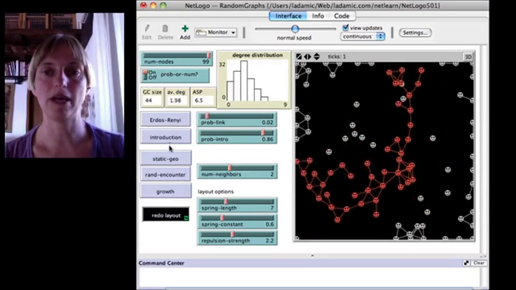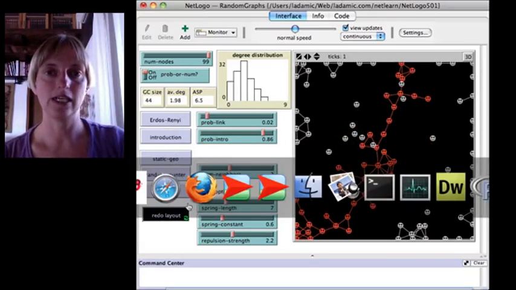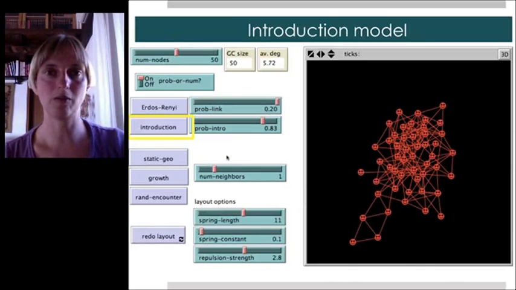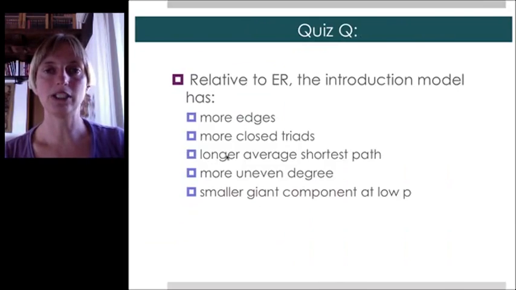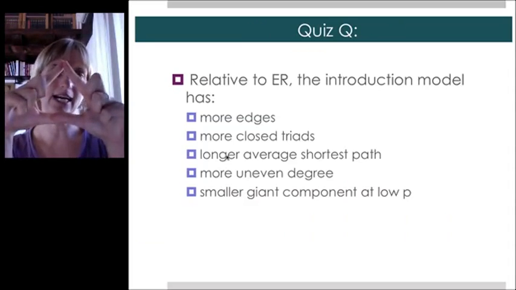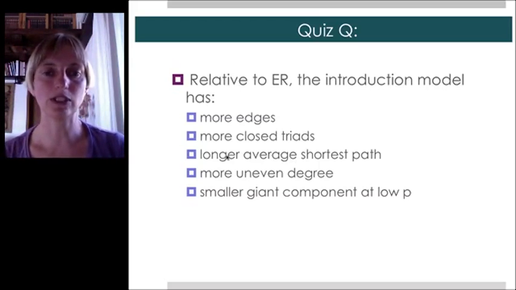And so you may want to compare the structure. So let's see what the quiz asks. This is our model. We want to know, relative to the Erdős-Renyi random graph, whether there's a difference in the number of edges, in the number of closed triads, that's these guys, where all three people link to each other, the average shortest path, the degree distribution, and the size of the giant component.